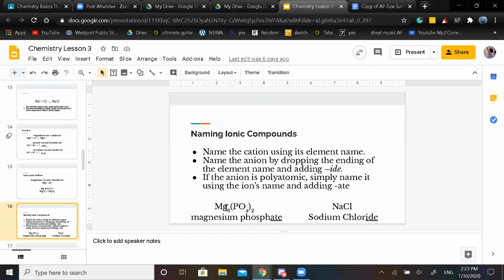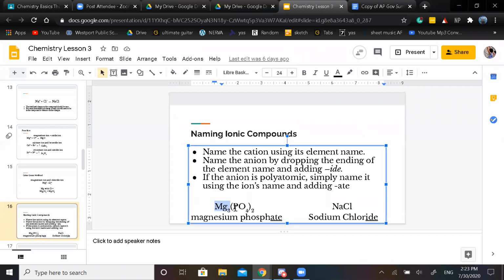Mg3 and PO4 2, right? PO4 is a polyatomic ion because it's got more than one atom in it. So therefore you call this magnesium, because you always name the cation with its elemental name. And then you say phosphate because you add -ate at the end, right?